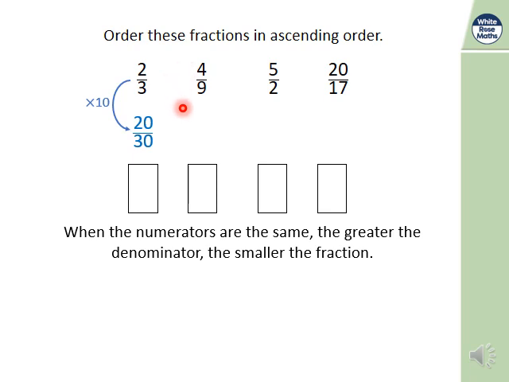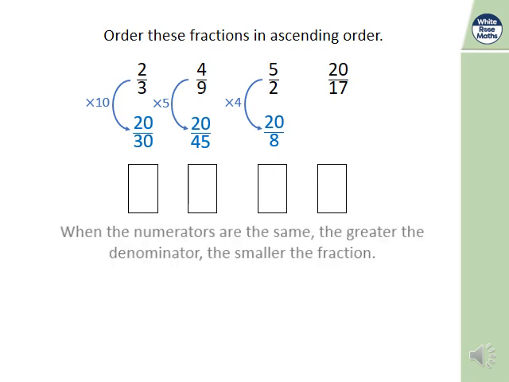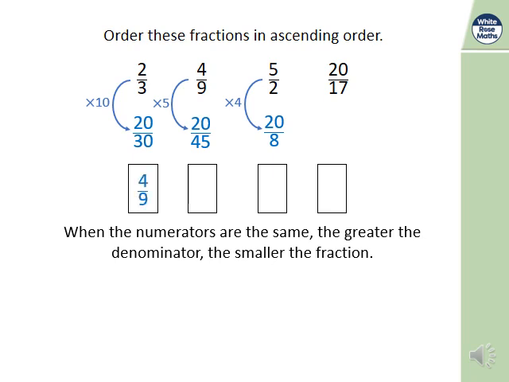What would we have multiplied 4 by to change the numerator to 20? We should have multiplied by 5, and that would have become 20/45ths. And then with our 5/2, we would have multiplied by 4 and changed that to 20/8ths. 20/17ths we know we already have. So let's have a look and see. The smallest would be 4/9, then it would be 2/3, then it would be 20/17ths, and leaving 5/2 as the greatest.